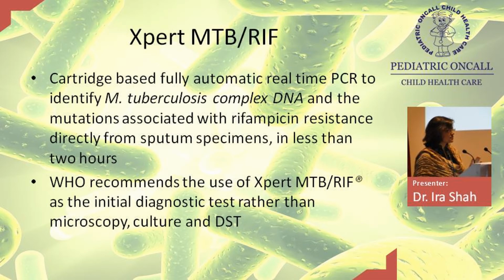So let's talk about Xpert. Now it's fully automatic, it's a cartridge. So you put the sputum or the body fluid, whichever you've taken, into the cartridge, put that cartridge into the machine, and the machine gives you a reading after 2 to 3 hours. It will only test for rifampicin resistance. It will first look whether there is TB or not TB, and then it will look for rifampicin resistance.